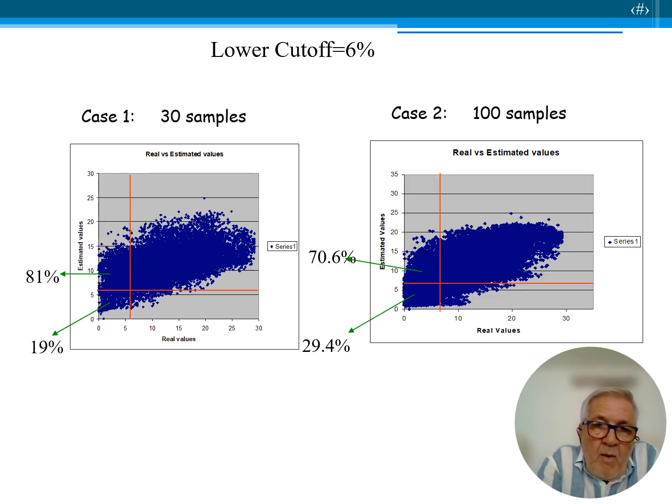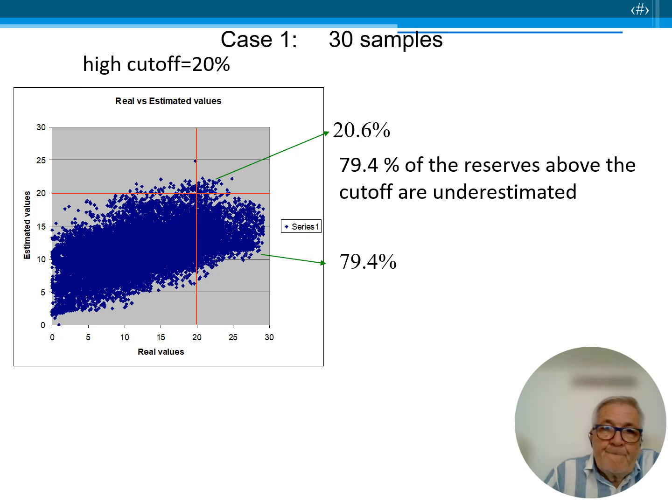So if you compare both box plot diagrams, we can see that with the second case, we are talking about extremes, right? In the second case, we improve a little bit better, but again, we only have 29% of correct estimates of values lower than 6%. Okay. Let's see the other extreme, high cutoff, which is 20%.